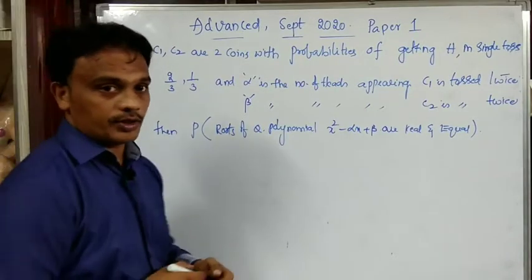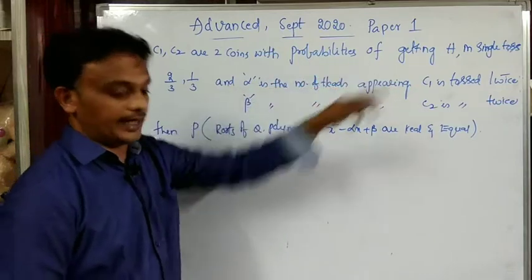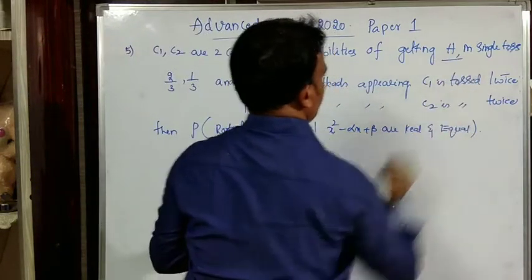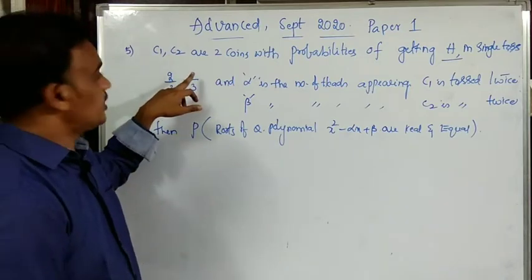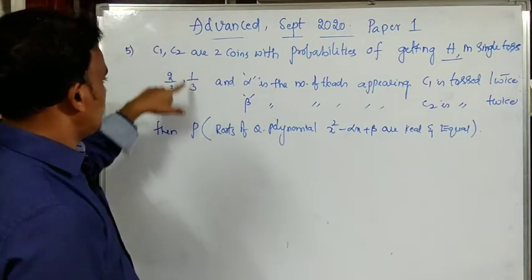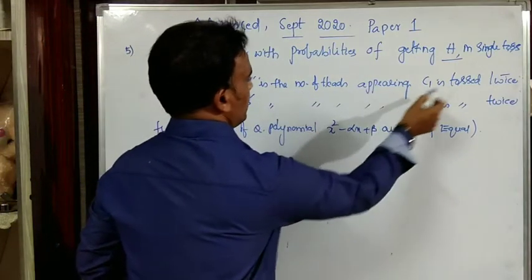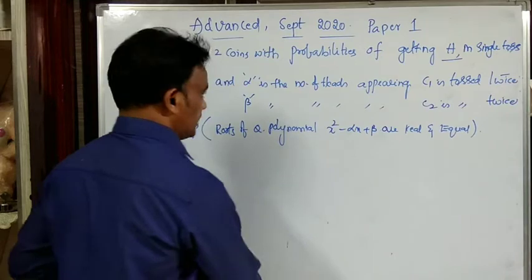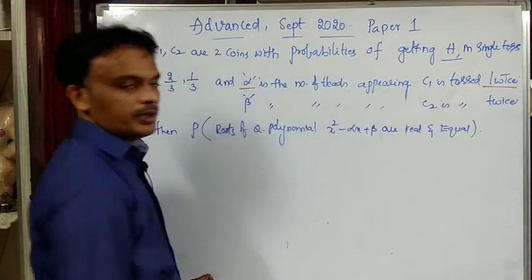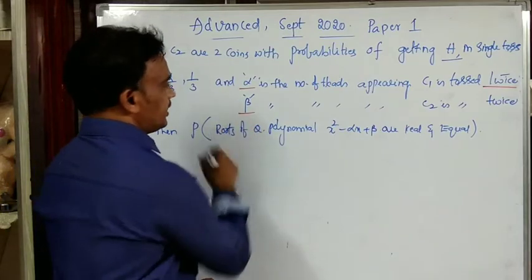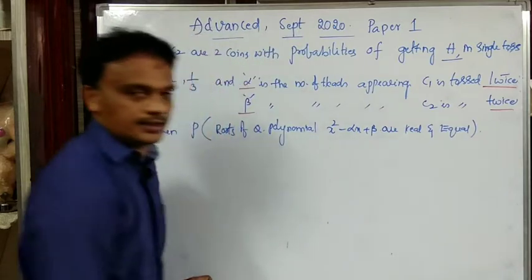Coming to the next question. C1 and C2 are two coins. The probability of getting head in a single toss for the first coin is 2 by 3, and for the second coin the probability of getting head is 1 by 3. Alpha is the number of heads appearing on the first coin when it is tossed twice, and beta is the number of heads appearing on the second coin when it is tossed twice.